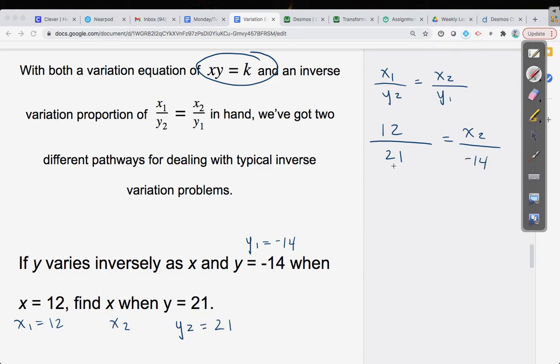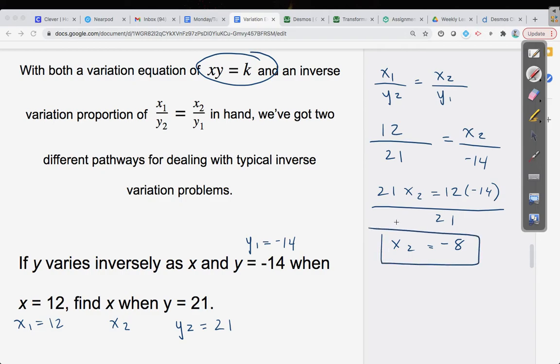So now we can make use of cross products. You get 21 x sub 2 is equal to 12 times negative 14. The rest is just algebra. And so x sub 2 once more is going to be equal to negative 8. You've just solved an inverse variation problem.